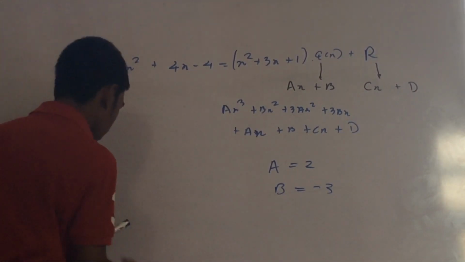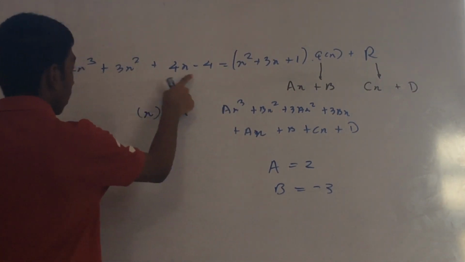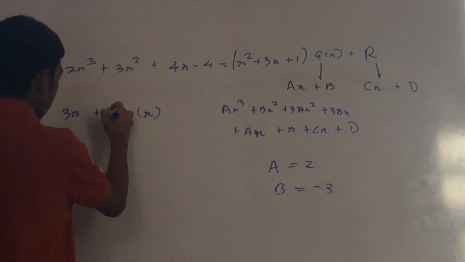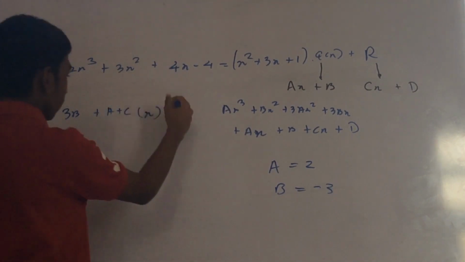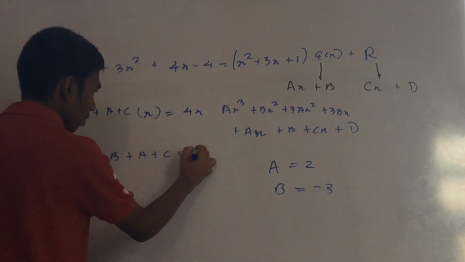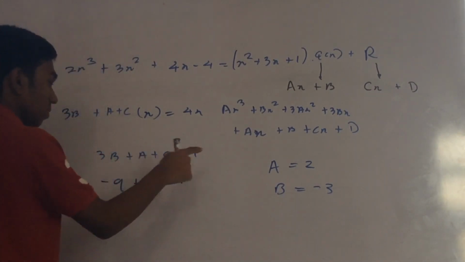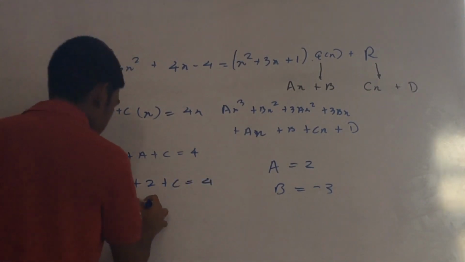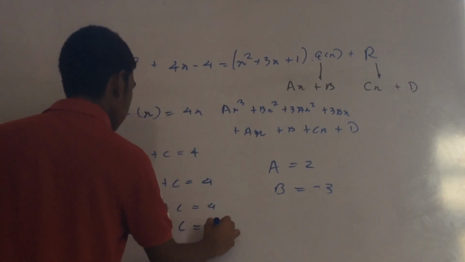And for x to power 1 we have 3b plus a plus c. That's x to power 1. Here we have x to the power 1 as 4x. So 3b plus a plus c should be equal to 4. 3b is minus 9, a is 2, plus c. Minus 9 plus 2 is minus 7. Plus c is 4. We bring minus 9 to the other side, it will be plus. C will be equal to 8.